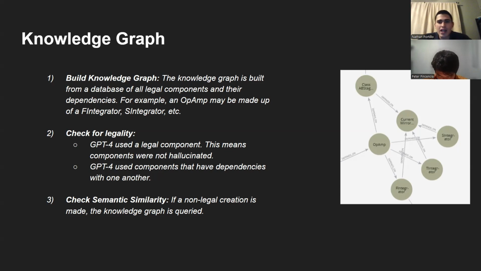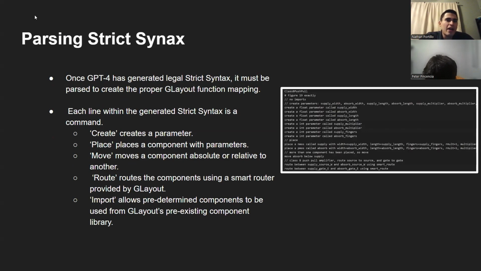So if GPT-4 said, for example, multi-stage op-amp, which doesn't exist, we'll reference that to the knowledge graph and maybe find op-amp and tell it op-amp is a legal import. These are its dependencies, and we'll essentially refer other things that it can possibly use with what it attempted. And we found that this method gave us really good strict syntax generated for us to use and send off to GLayout.